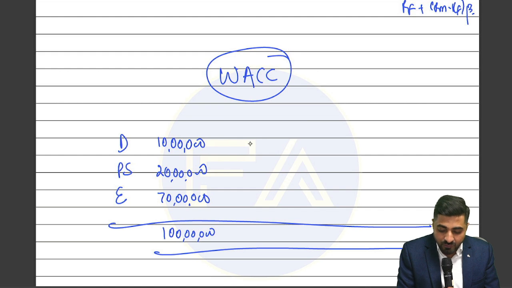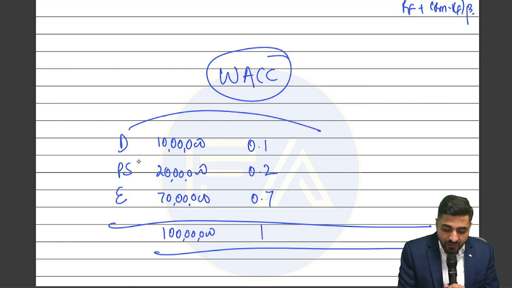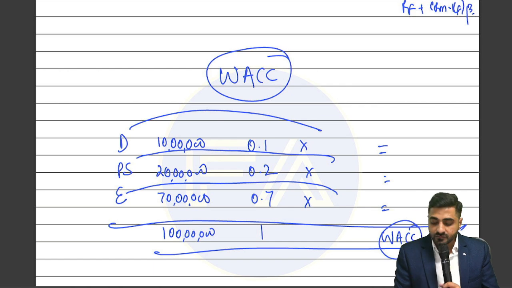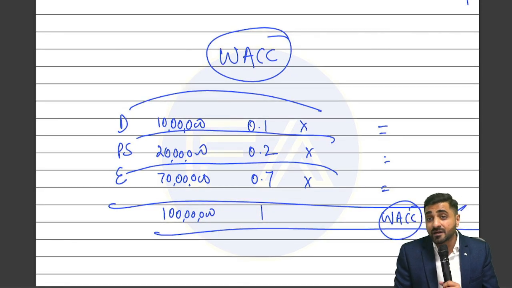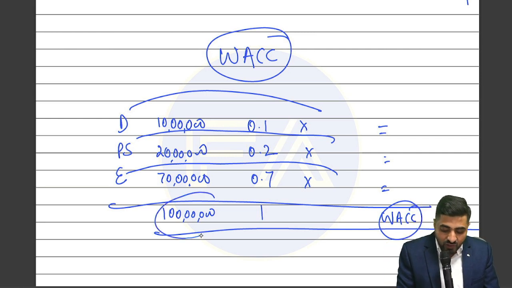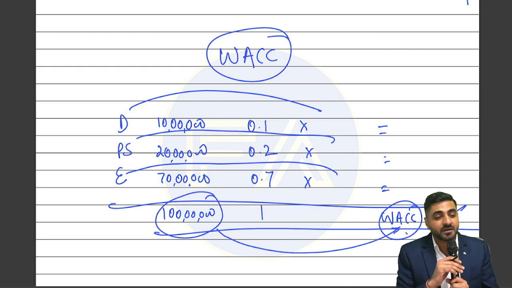So debentures are forming 0.1, 10%. Preference shares are forming 0.2. Equity is forming 0.7. And then I have to calculate KD, KP, KE. If I take the weights and multiply them by the specific cost, the total will be called your weighted average cost. So what is weighted average cost? Whatever the individual sources, we multiply by weights and take the total. So for this 1 crore, what is the weighted average cost of capital?